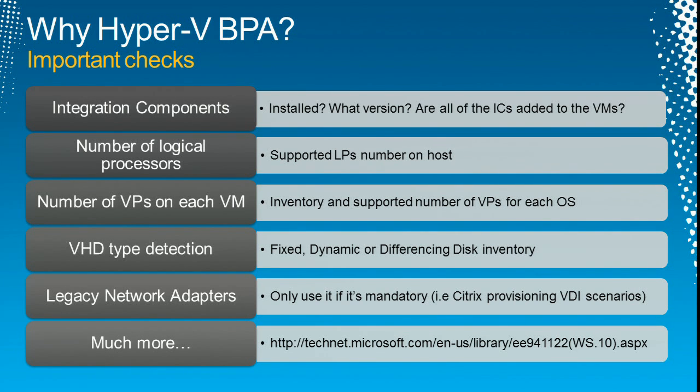VHD type, we talked about VHD type detection. So if you want to get the fastest performance out of your VHD and virtual disks, make sure you use a fixed size. Again, dynamically expanding is supported, but if you want the fastest and you're not concerned about storage, just go with the fixed size.